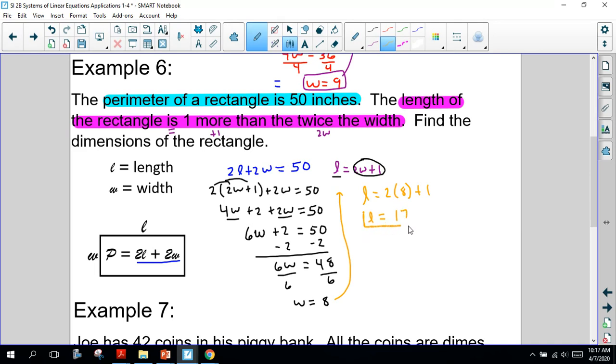So our final answer here for this one, you have a length of 17, you have a width of 8. You can check your answer quickly by adding 2 lengths plus 2 widths, and when you add 17 and 17, we get 34. 8 and 8 is 16. The 34 and the 16 would add up to give me this perimeter up here of 50.